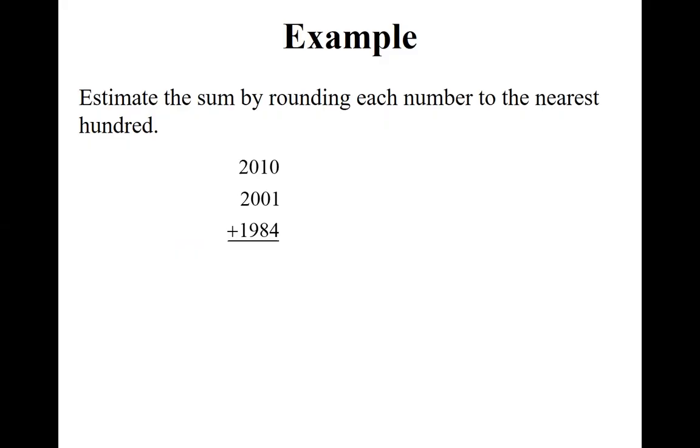Next, let's estimate the sum by rounding each number to the nearest 100. So the nearest 100, we have the 1s, the 10s, the 100s. This would be 2,000, 2,000, and 2,000.